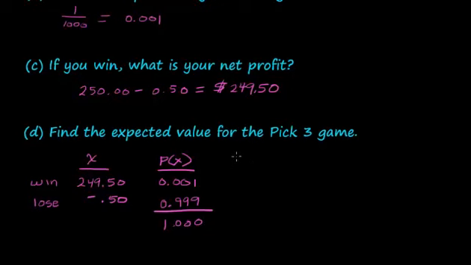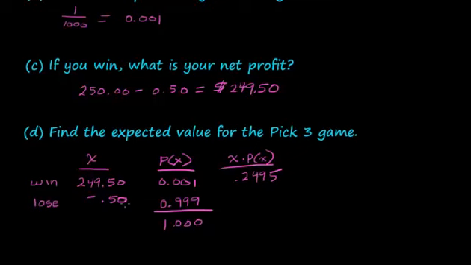Okay, so now we know we want to calculate our expected value. Well, that's the same thing as calculating the mean of this probability distribution. We've created a probability distribution. So the mean of this probability distribution, we said a nice way to do that in table form is just multiply across the x times the p of x, and then we can sum at the bottom of the column. So 249.50 times 0.001 is 0.2495.